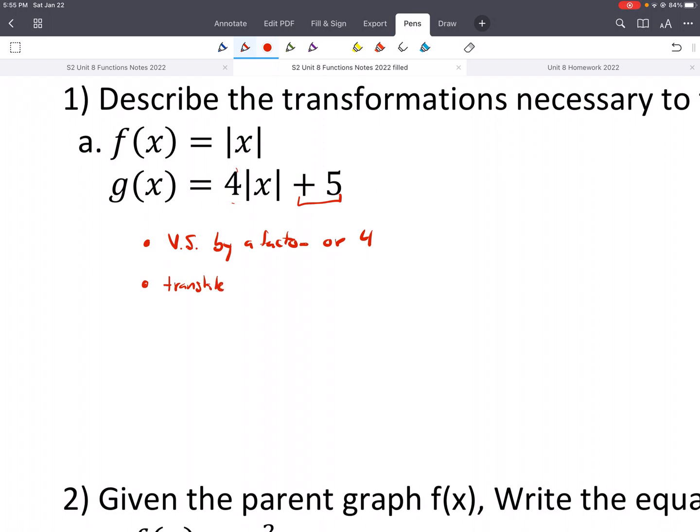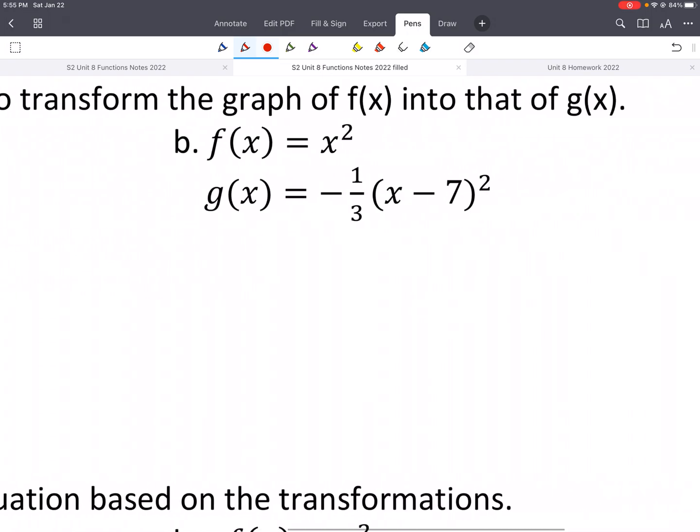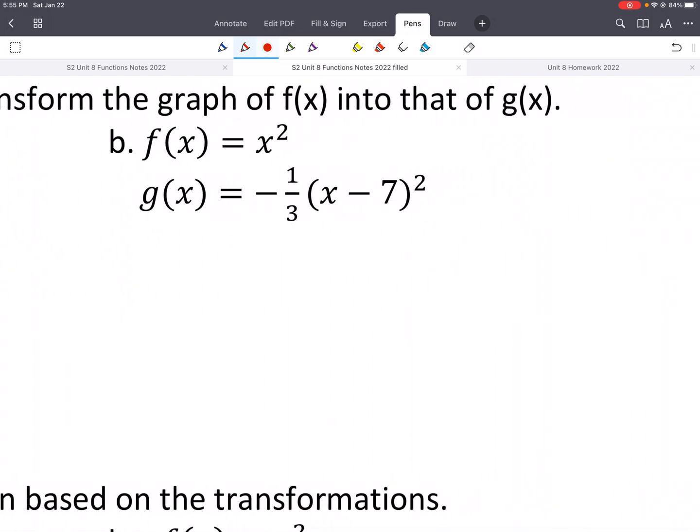Translate up 5. Okay, and that's all we need to do for these types of problems. So here's kind of something that's a little different. Let's see what we have here. So again, we start left to right.